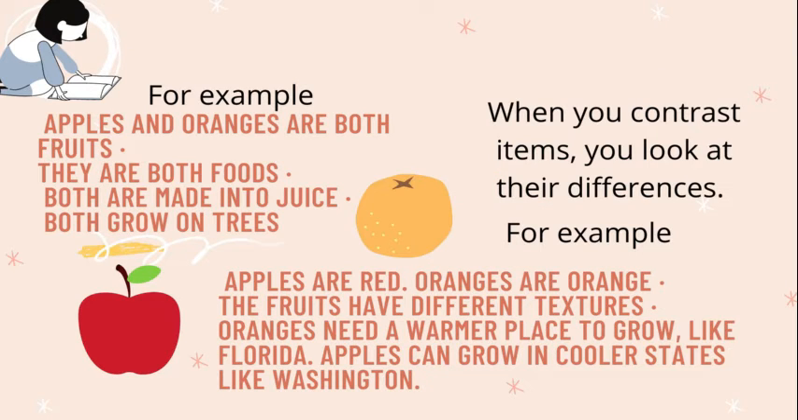For example, apples and oranges are both fruits. They are both foods. Both are made into juice. Both grow on trees. When you contrast items, you look at their differences. For example, apples are red, oranges are orange. The fruits have different textures. Oranges need a warmer place to grow like Florida, while apples can grow in cooler states like Washington.